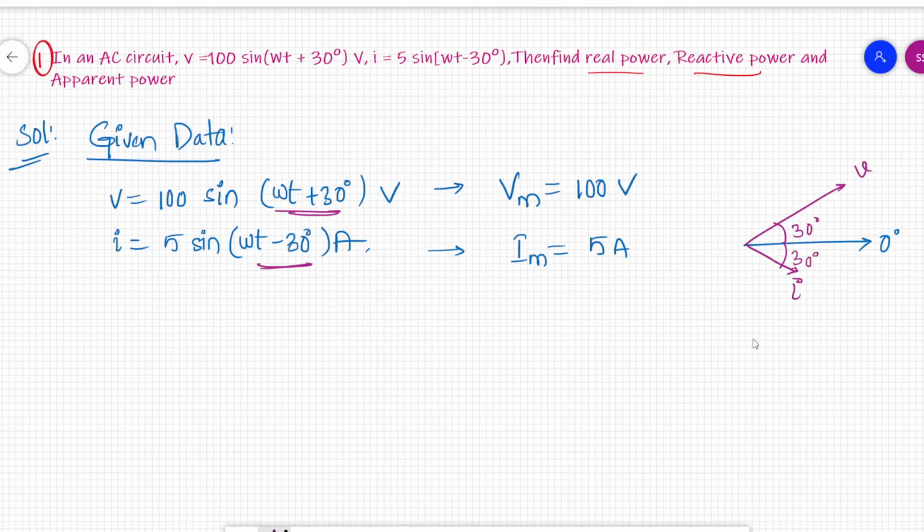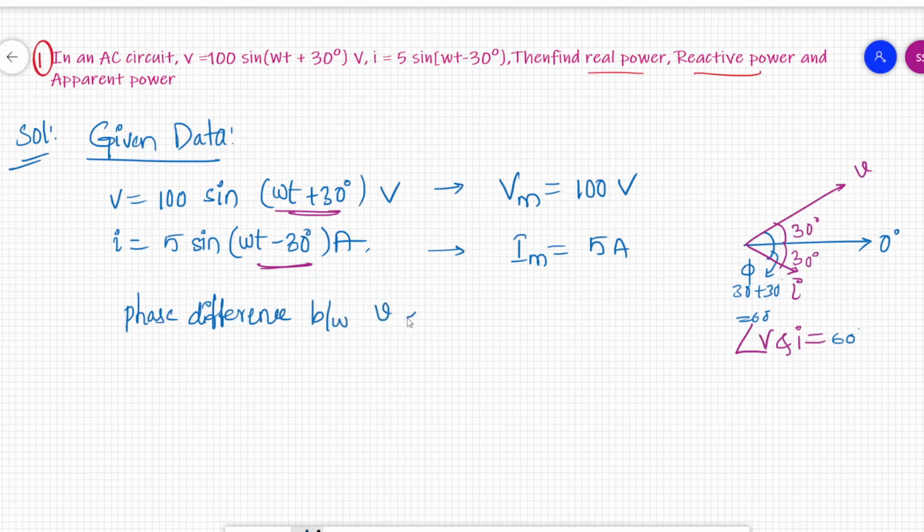Now we need to know the angle between voltage and current. What is the total angle between the voltage and current phasors? That is 30 plus 30, which is 60 degrees. So this is our phi. The phase difference between voltage and current is phi equal to 60 degrees. So we have Vm, Im and phi.